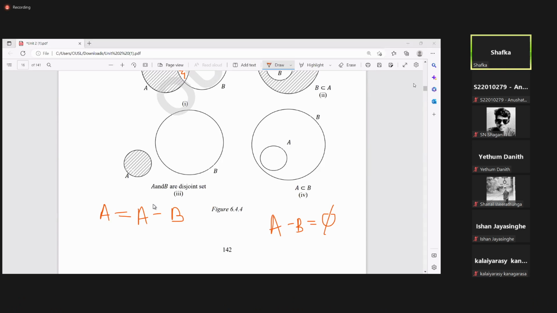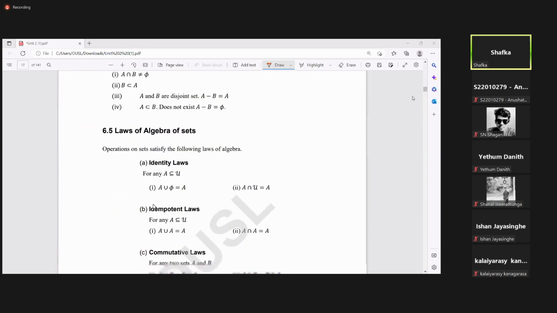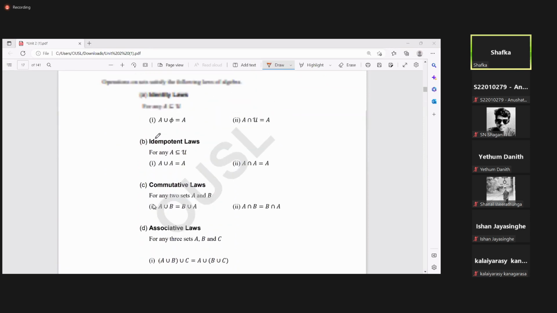When you see your past papers, you can see there is a question on sets. So you have to learn about these sets very carefully. Then we can move to the laws of algebra of sets. You have to remember everything.